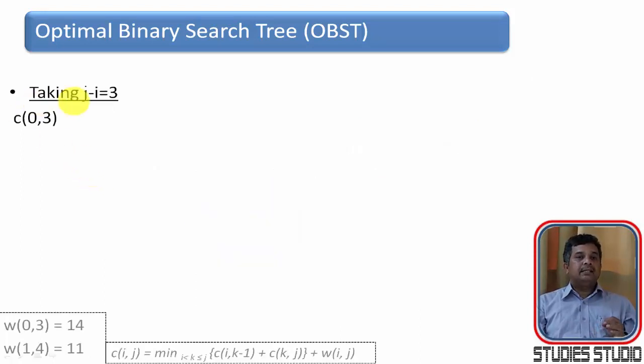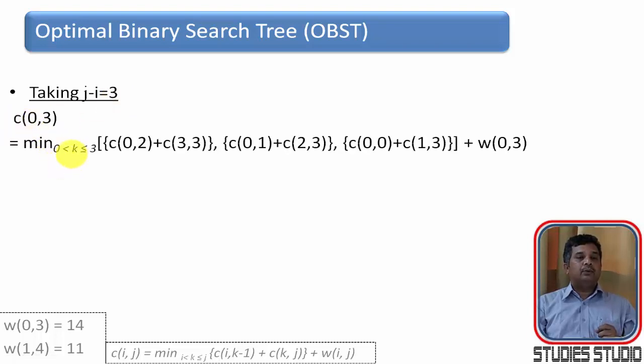Now the next one is taking j minus i equal to 3. So we are taking the C03 value. And this inequality will be satisfied for k equal to 3, k equal to 2 and k equal to 1. So when we are taking k equal to 3, this part will come into picture. When we are taking k equal to 2, this part. And when we are taking k equal to 1, this part will be coming into picture.